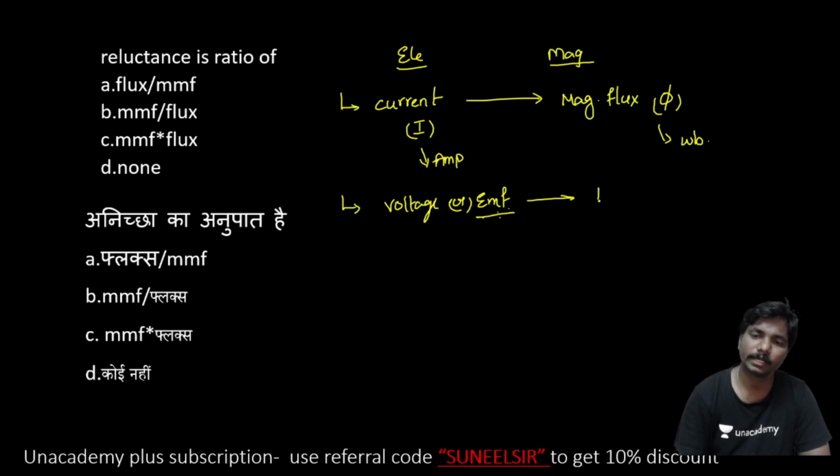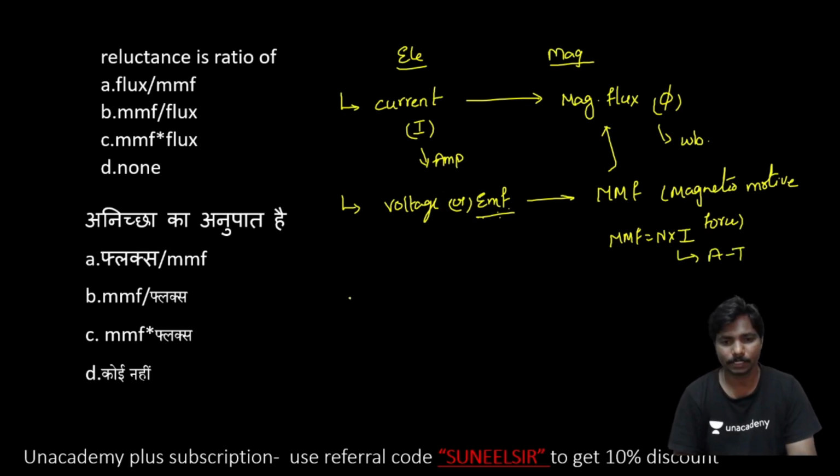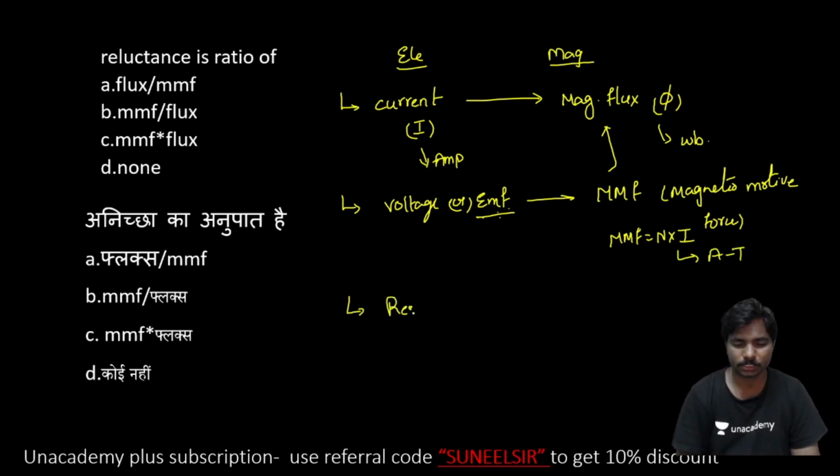In the same way, here MMF is there. It is the magnetomotive force, the force required to move the magnetic flux. This MMF is equal to the product of the number of turns and current, so the units are ampere turn. In the same way, we have resistance.